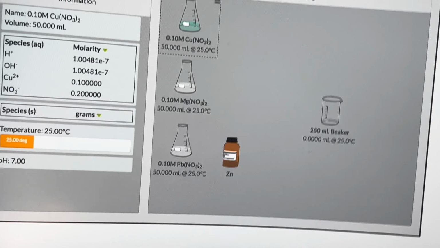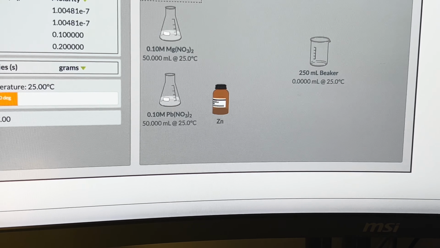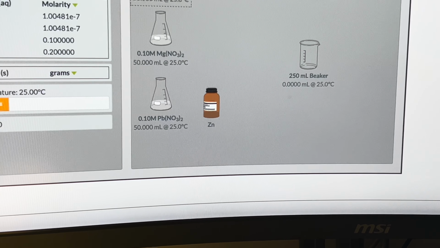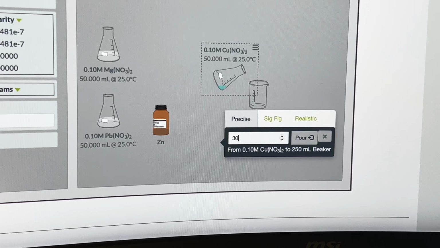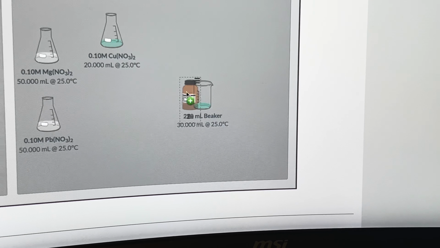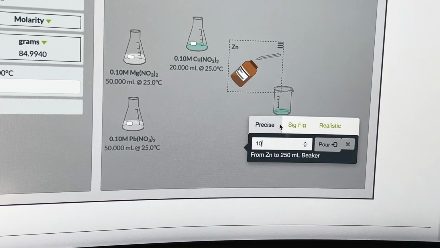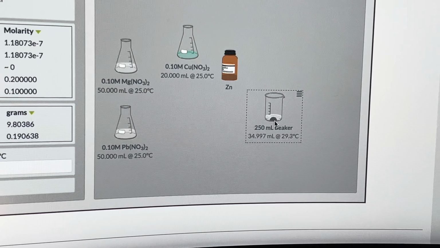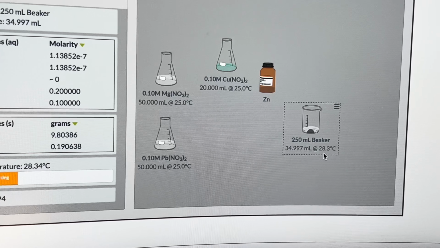Thirdly, we're going to test zinc metal, which is gray in appearance. So first we're going to test the copper nitrate, and we're going to pour once again 30 milliliters into the clean beaker. And we're going to dispense 10 grams of the zinc metal into the beaker and see if we can make any observations.